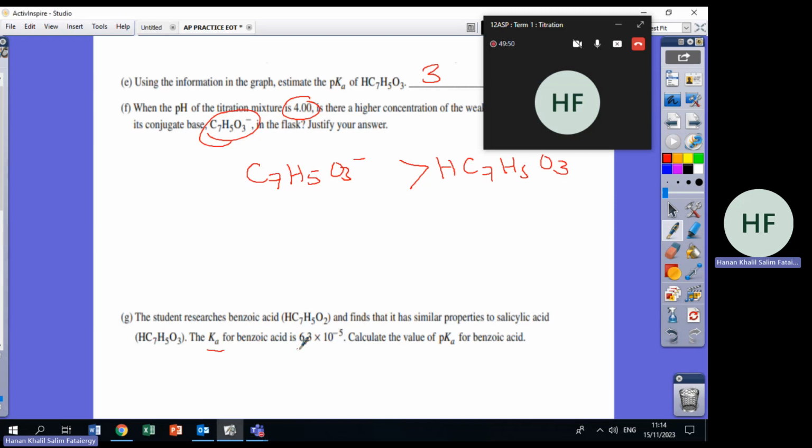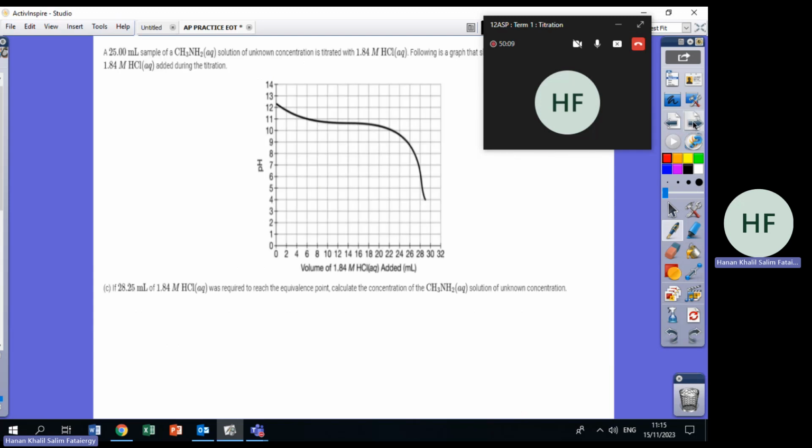The student researches benzoic acid, which has similar properties to salicylic acid. Find the Ka given. Find pKa. Of course, in order to find pKa it is minus log Ka, so minus log of 6.3 times 10 to the minus 5, and then you find it.